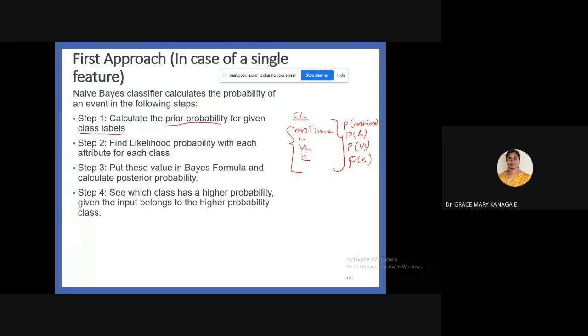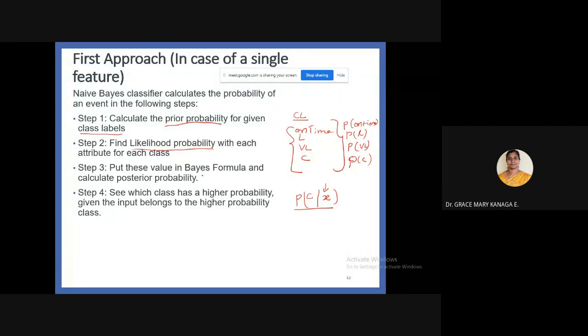And then you have to find the likelihood probability. What is that? Probability of X given class C. We call it the likelihood probability, calculated with each attribute for each class. So for different values of X, for different attributes, you have to calculate the likelihood probability.